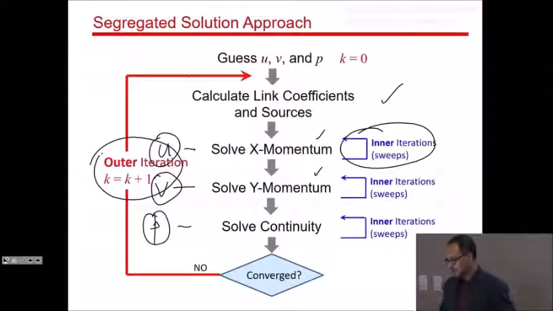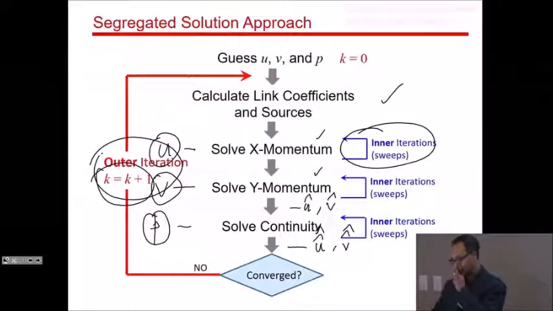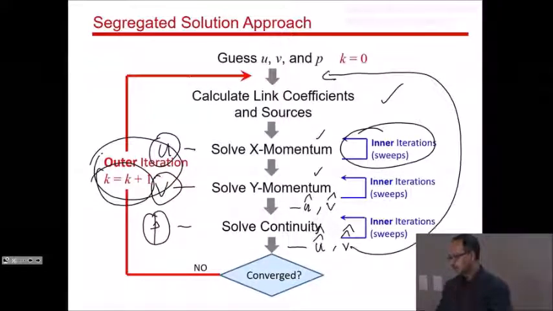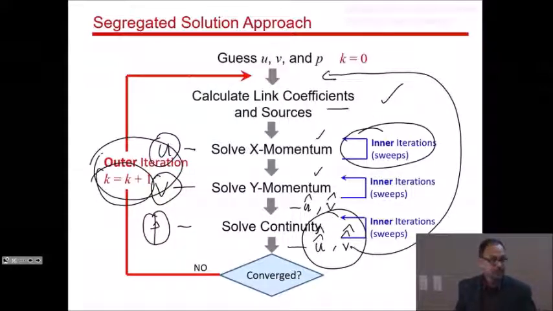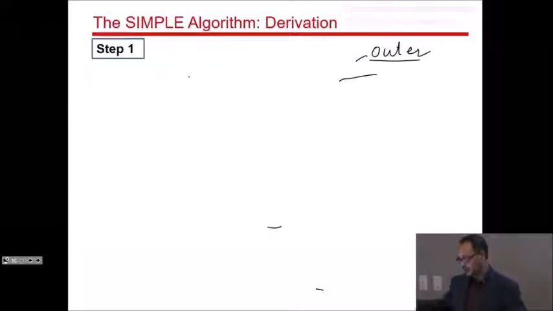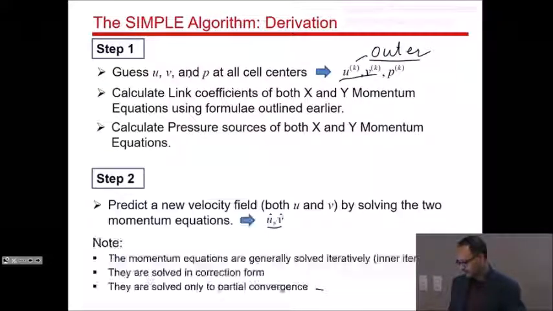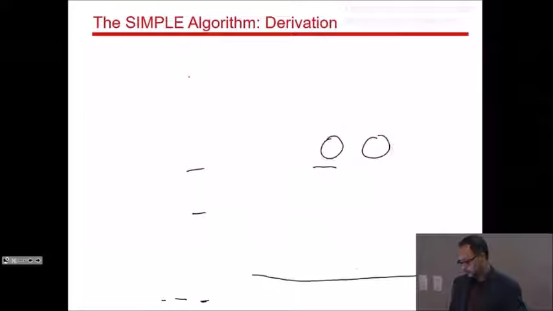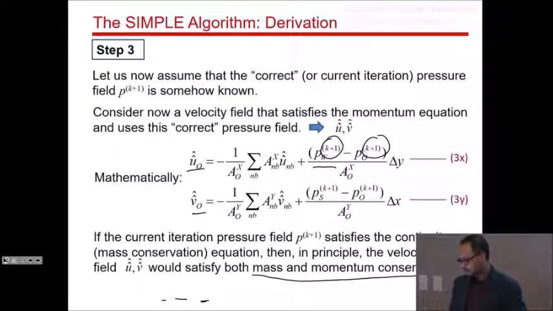So right here, after we solve the X and Y momentum, we have U hat and V hat. After we solve continuity, we have U double hat and V double hat. Now this U double hat and V double hat is really nothing but, since I'm advancing my iteration index by 1, what ends up going here. And using these, I'm going to calculate my link coefficients again. So that is nothing but U^(k+1) and V^(k+1).